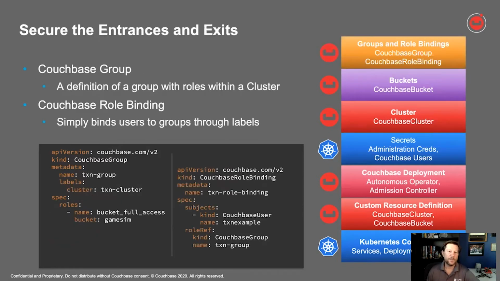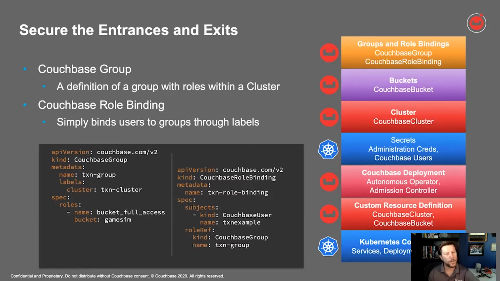You also need to think a lot about security. In the case of cloud, everyone's always thinking about security, particularly because there are public clouds or hybrid clouds. And Couchbase is very strong on security. So we have an idea of a resource as a Couchbase group. That's really just a definition of roles within a cluster. And then we have a role binding that binds users to groups through labels.